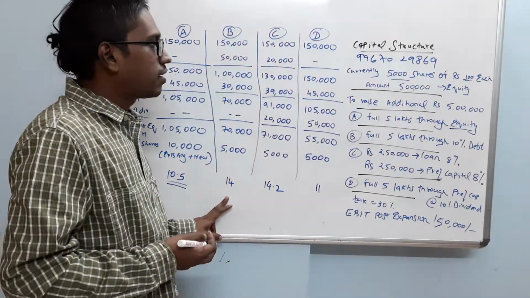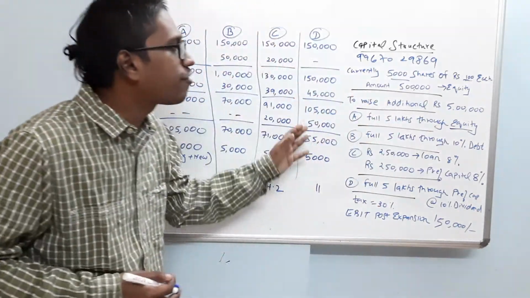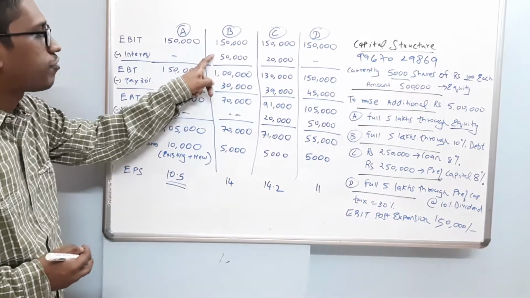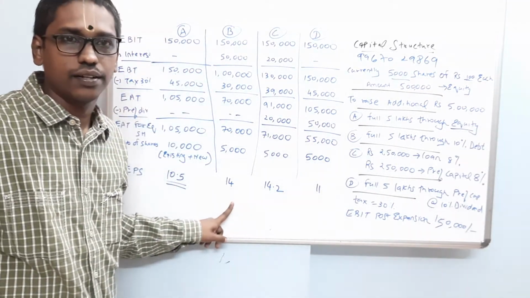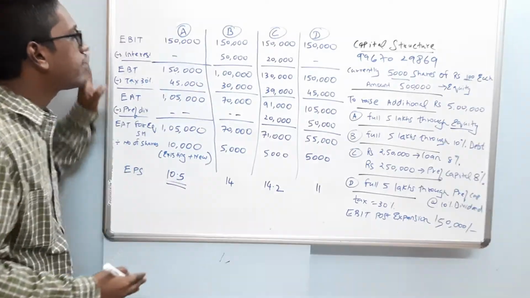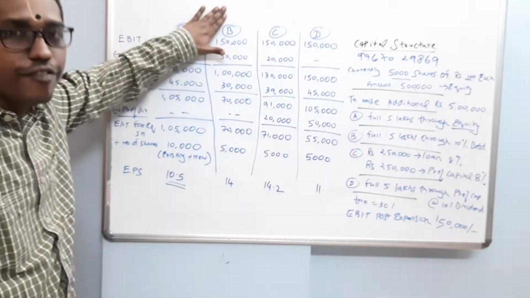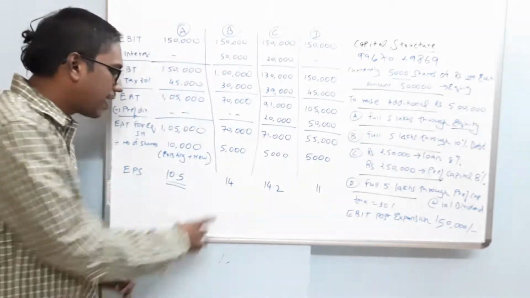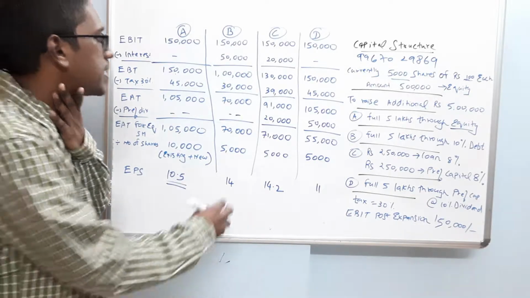Now we see that instead of raising funds through equity, when we borrow, we pay an interest of 50,000 rupees, but the earnings per share is increasing. So here, when I compare option A and B, raising funds through equity versus borrowing funds, we find that borrowing funds is better because the earnings per share is increasing to rupees 14. Now let's look at option C.